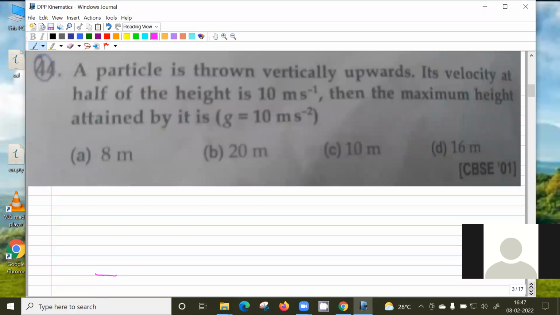It's thrown vertically upwards, right? So you go up, become 0, and then come down, right? So the velocity at half the height, at displacement h equal to h by 2, it's 10 meters per second. Then the maximum height, so you have to find h.